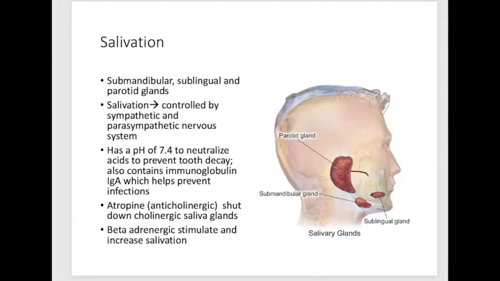So let's look at salivation a little closer. So we have multiple salivary glands. However, we're going to focus on the three main pairs of salivary glands, and they are submandibular, sublingual, and the parotid. Each day we secrete about 1 liter of saliva, and it mostly consists of water, and then it has varying amounts of mucus, sodium, bicarb, chloride, potassium, and that salivary amylase. It has a pH of 7.4 to neutralize acids and prevent tooth decay. Also contains some IgA, which helps to prevent infections.